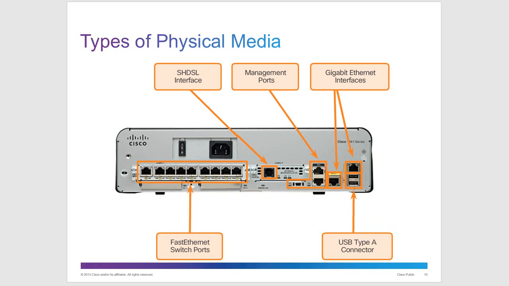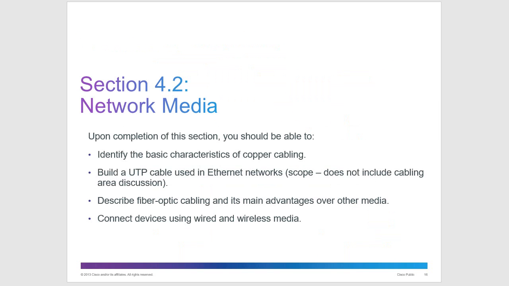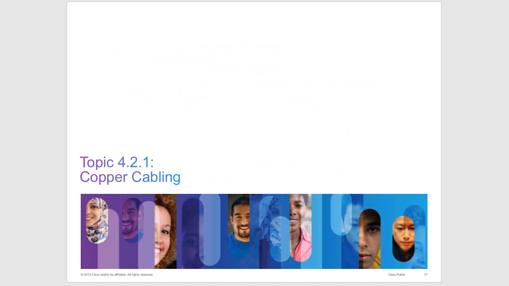Let's move forward. So network media, different types of cabling that we have to use on the network. So we're going to take a look at that next. First being copper cabling.